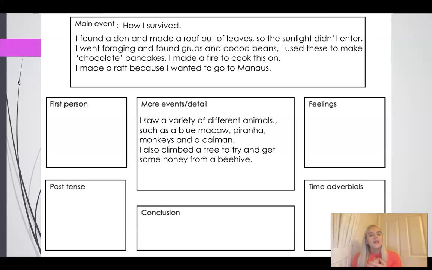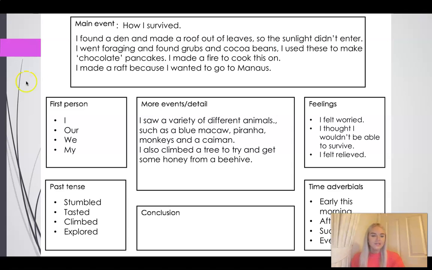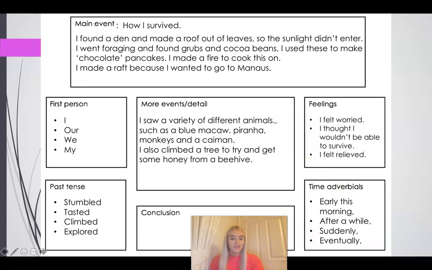Now you're going to choose some more events, but only maybe two, all right? And you're not going to write them in much detail. Now the rest of it is quite self-explanatory. So for the first person, we're all going to have the same here. So it'll be I, our, we or my. And those are the first person pronouns that you need to make sure that you're using in your diary throughout.